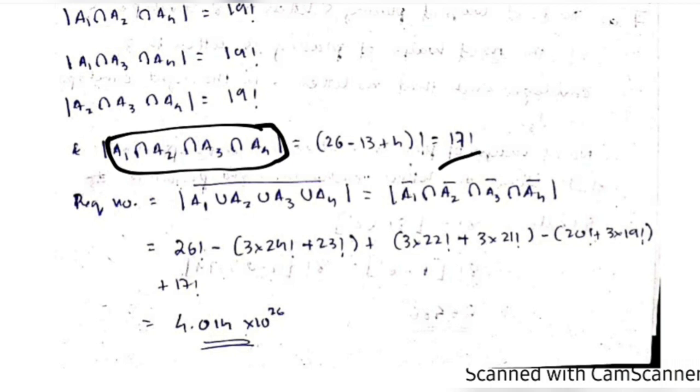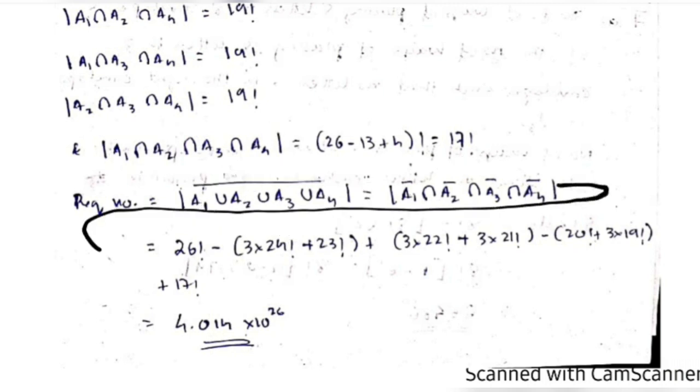Now according to the formula, what we need is the complement of A1 union A2 union A3 union A4, because all of these words should not occur in any of the patterns, so the bar is used here, and that is equal to A1 bar intersection A2 bar intersection A3 bar intersection A4 bar. Now we will apply all these values which I had found here.